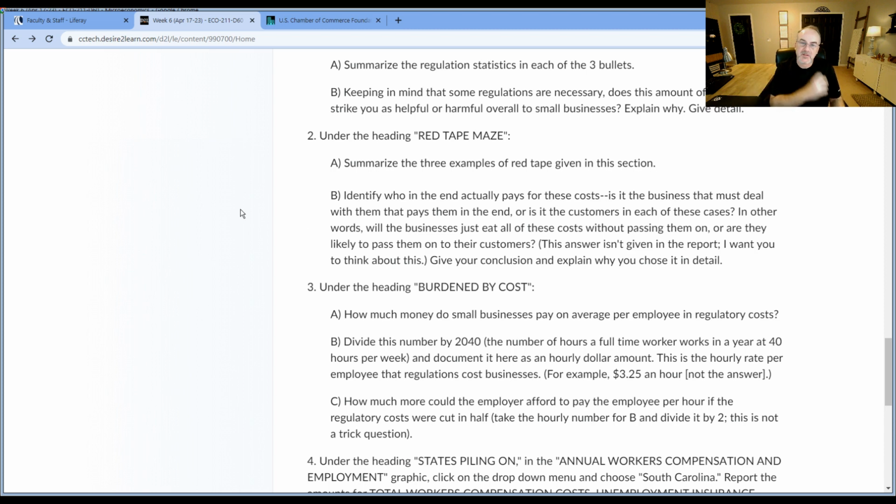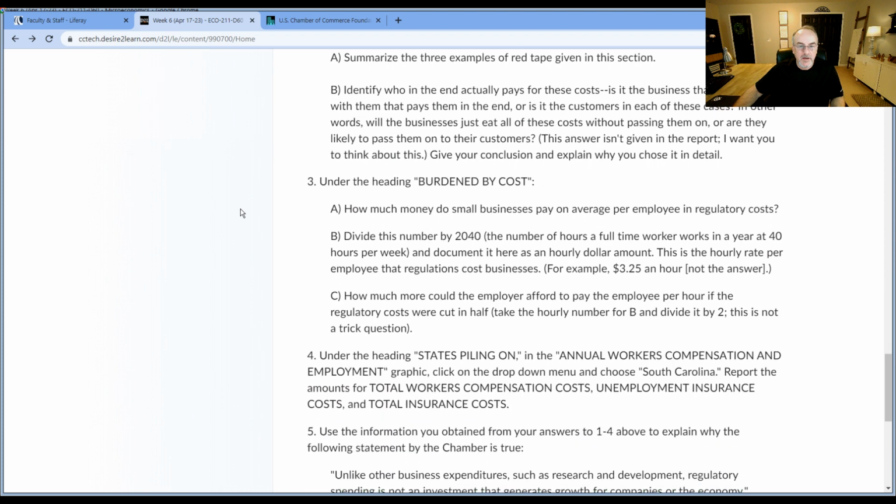I want you to think about this. So just look at those examples and ask yourself, if I was a small business owner, would I pay all of these costs on my own and take it out of my profit and out of what I make? Or would I be forced to pass them on to my customers? Number 3, under the heading burdened by cost.